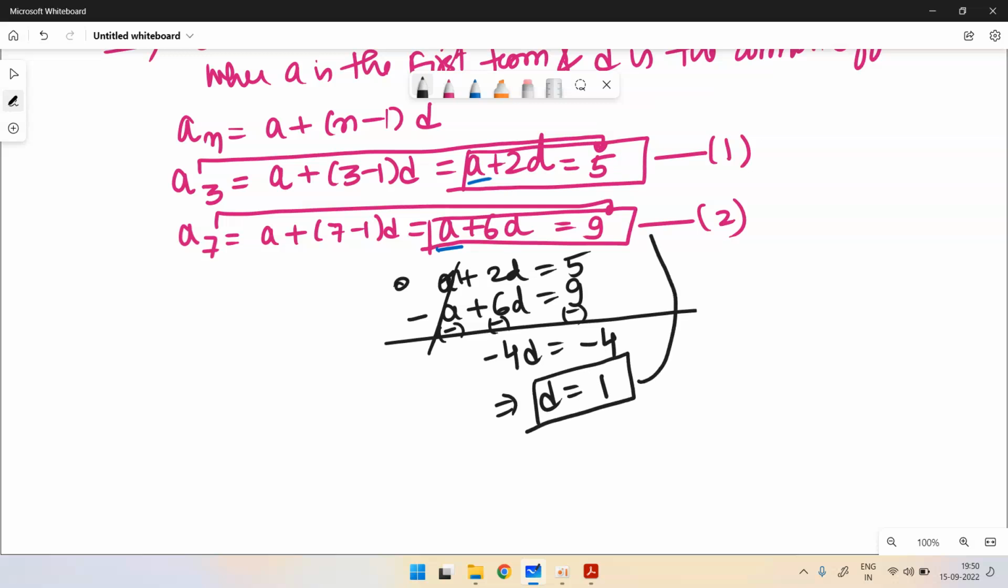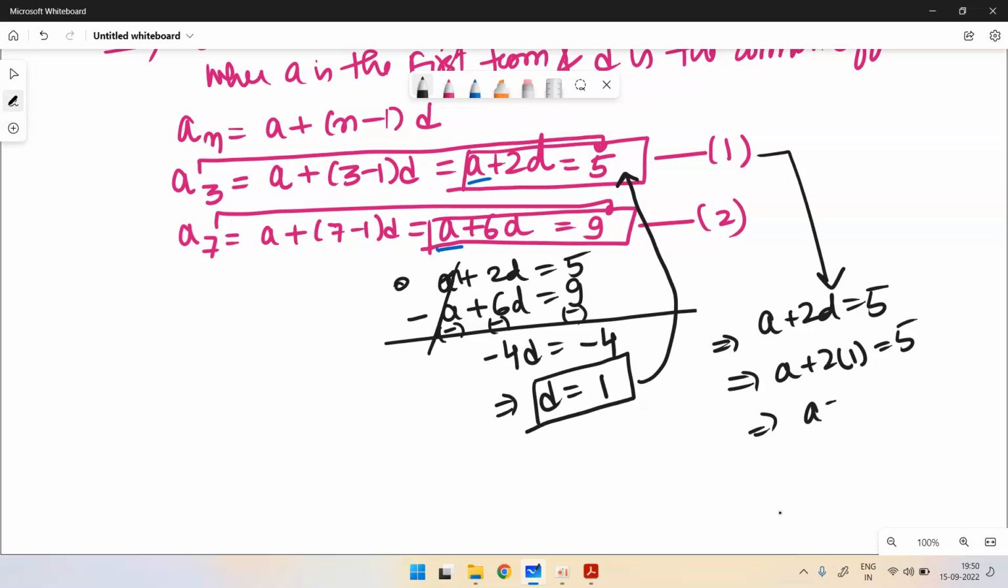Now if I substitute this value in the equation a plus 2d equals 5, with d as 1, it gives a plus 2 into 1 equals 5. So a equals 5 minus 2, which is 3. So the first term is 3.